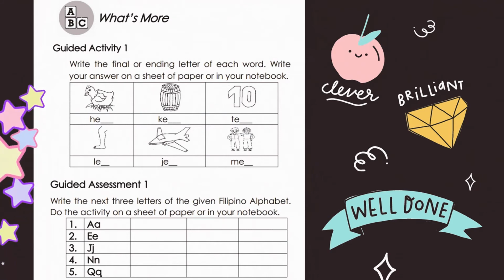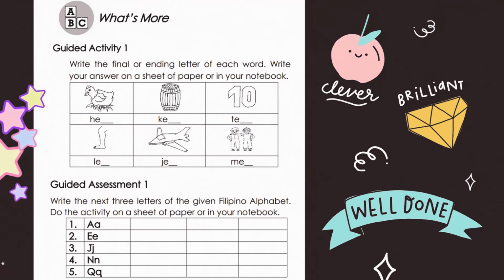Number 1, hen. Number 2, keg. Number 3, ten. Number 4, leg. Number 5, jet. And number 6, men.